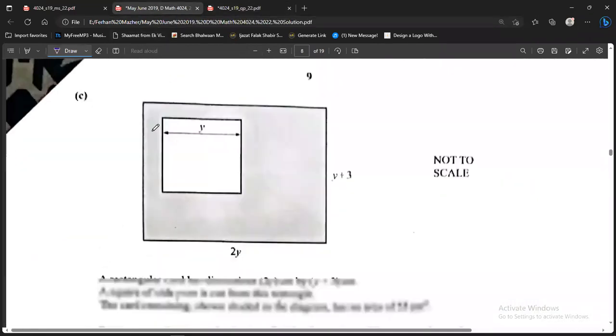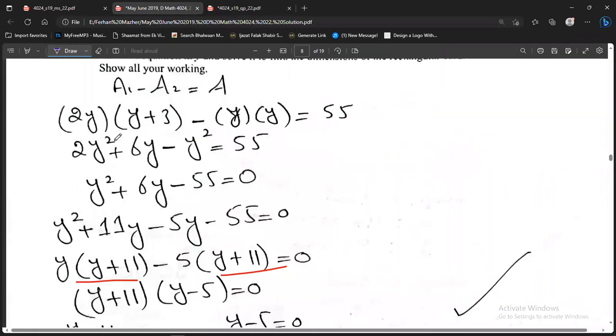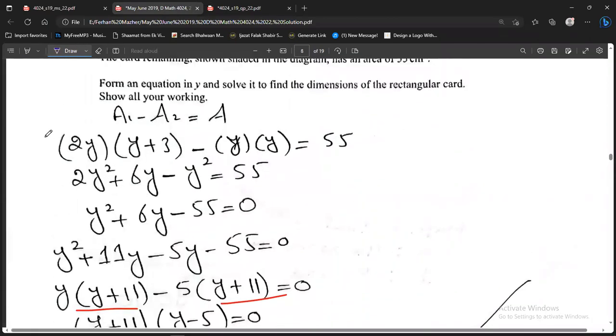So here we go. The shaded area will be A1, the big rectangle, minus A2, the square, and that will be equal to the shaded area, and that is 55. So the big rectangle's area will be length into width, that will be 2y multiplied with (y plus 3), minus the square's area, that will be y into y. So you will have 2y square plus 6y minus y square equals 55.